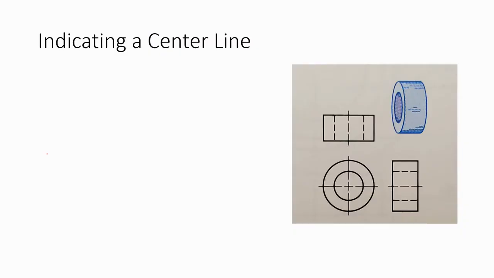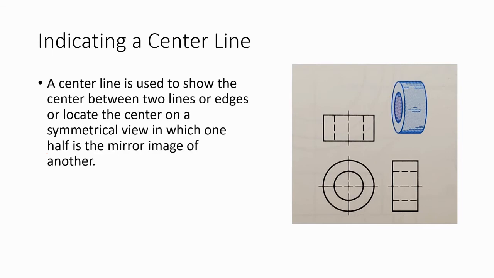So, indicating a center line, we're just focusing on a center line. Using the definition from before, here you can see that we have a multi-view drawing. We have a top view right here, then we have our front view, and then we have our right side view. You can tell by the isometric view that it's a three-dimensional shape, and it looks basically like a ring. On the top view, we need to show where the center of the circle is. The center of the circle is represented by this line right here. That is a center line.